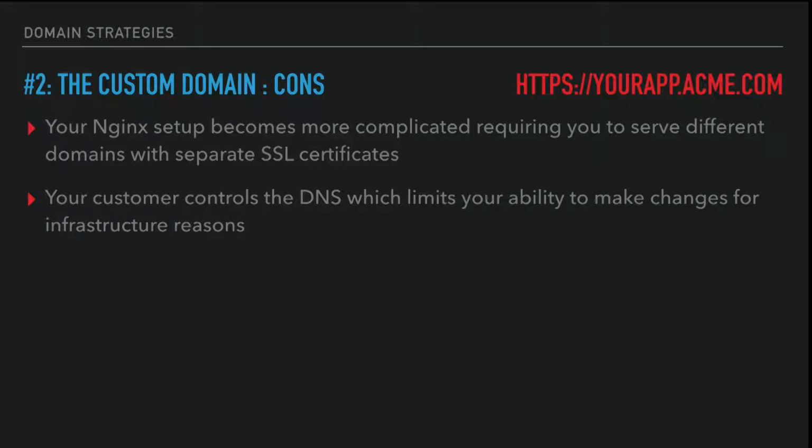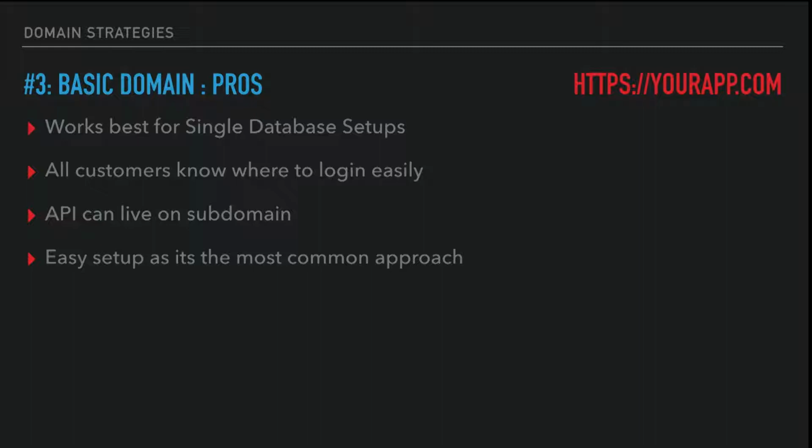And the last approach for domains is probably the most common, which is just hosting it directly on a single domain, no subdomains. This works best for single database setups. It's nice because all of your customers know where to log in. They don't have to go to a subdomain. They don't have to know their team name. The API can live on a subdomain, so api.yourapp.com. And you don't have to deal with traffic funneling and everything like that. You can just use DNS to point that to a different server. And it's the easiest just because it's the most common. There's 1,000 articles on how to set that up. So if you're going with a single database approach, that might be the way you want to go. Some examples would be Forge and Envoy, which use this approach.